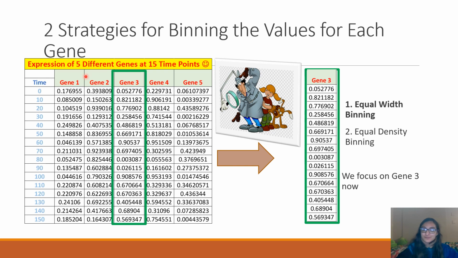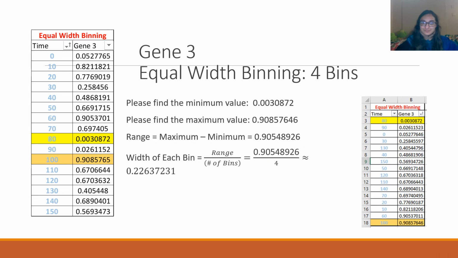And now we can focus on gene 3 for equal width binning as well. So we're not just doing it for gene 3, and then we'll do gene 4 and then gene 5, and then we'll have all the respective bins for each of the genes. So again, for gene 3, here is sorted by the time, but here you can see that I sort of sorted the minimum and the maximum values.